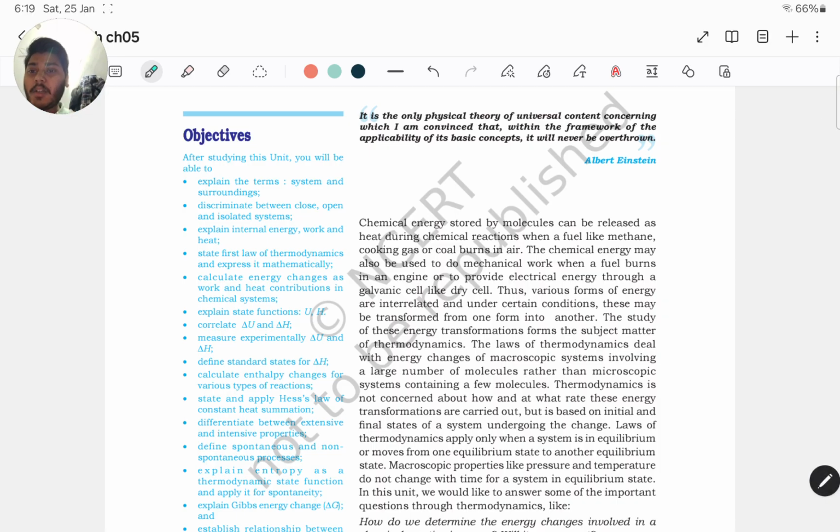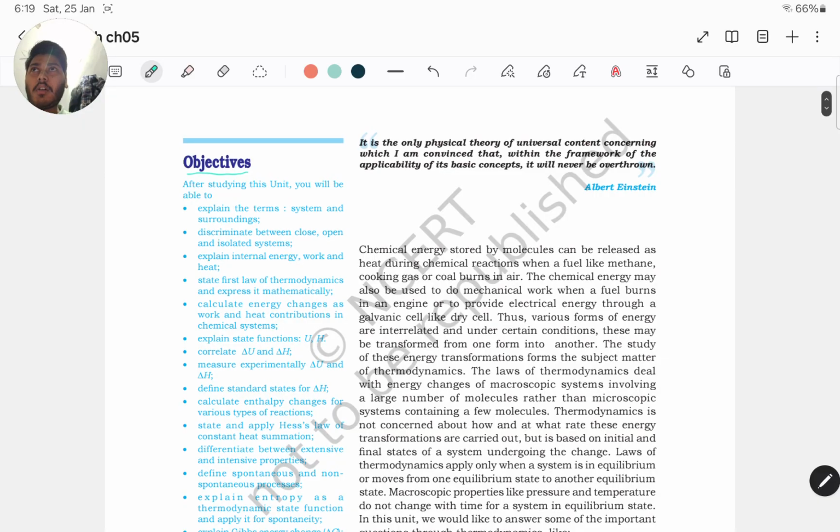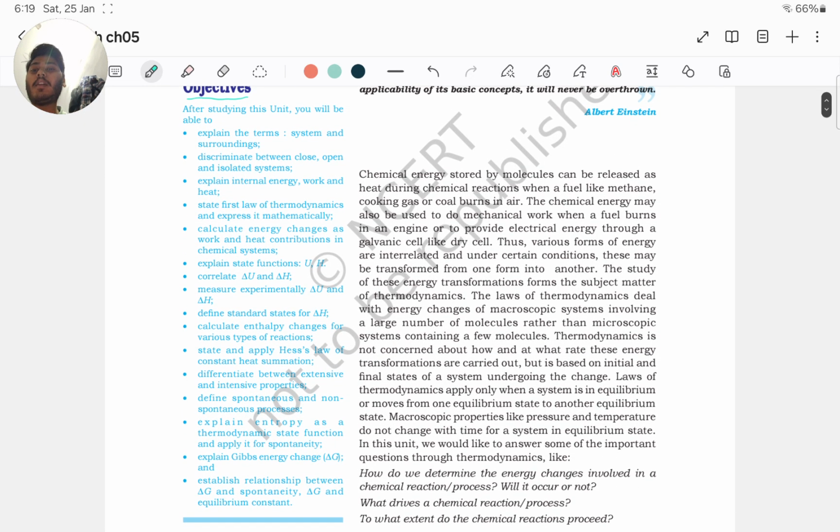So these are our objectives that are mentioned in our book. We will go through all the objectives that are present in our slide. First, we will explain the terms system and surrounding. What is the meaning of system? What is the meaning of surrounding? That is a very basic topic. Then we will go to the next topic, to discriminate between closed, open and isolated system. That is our second topic which we have to study.